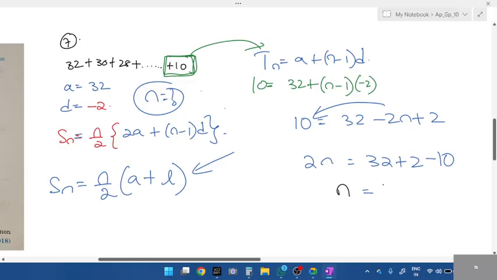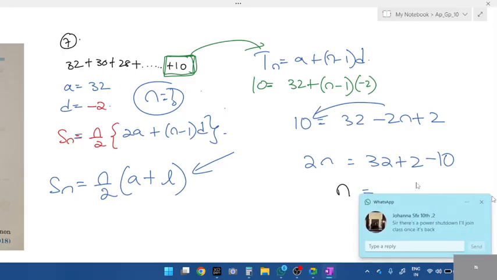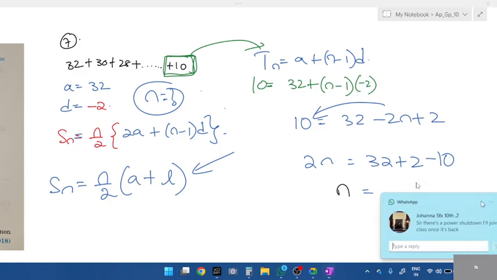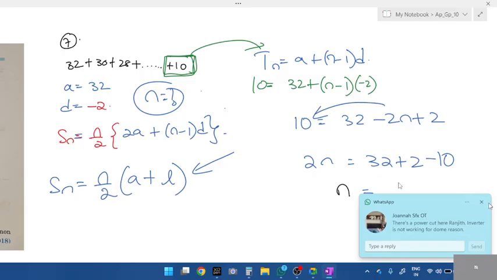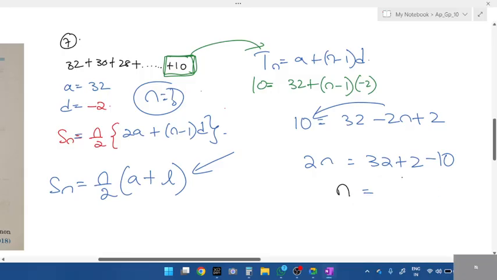This is what I had given for the test, similar to this. Tell me the answer, students. 32 plus 2 minus 10. What did you all get? 34 minus 10. 24 divided by 2 is?